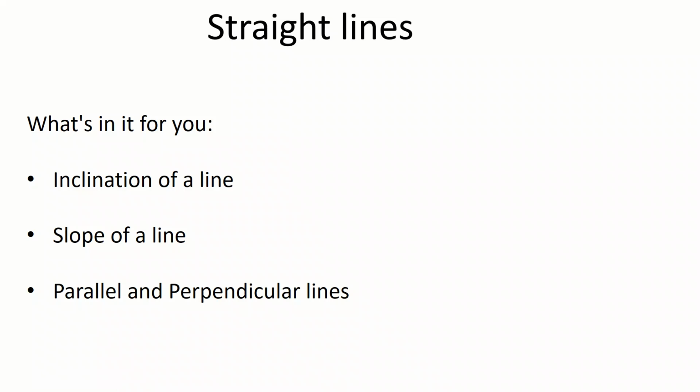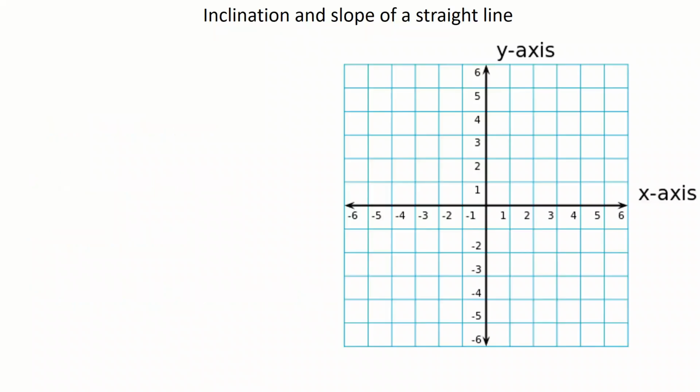In this video, we'll be getting into some basic concepts of straight lines like inclination of a line, the slope of a line, and the concepts of angle between two lines and the conditions in which the lines become perpendicular or parallel. So let's get started. First of all, let's understand what is the inclination and slope of a line.